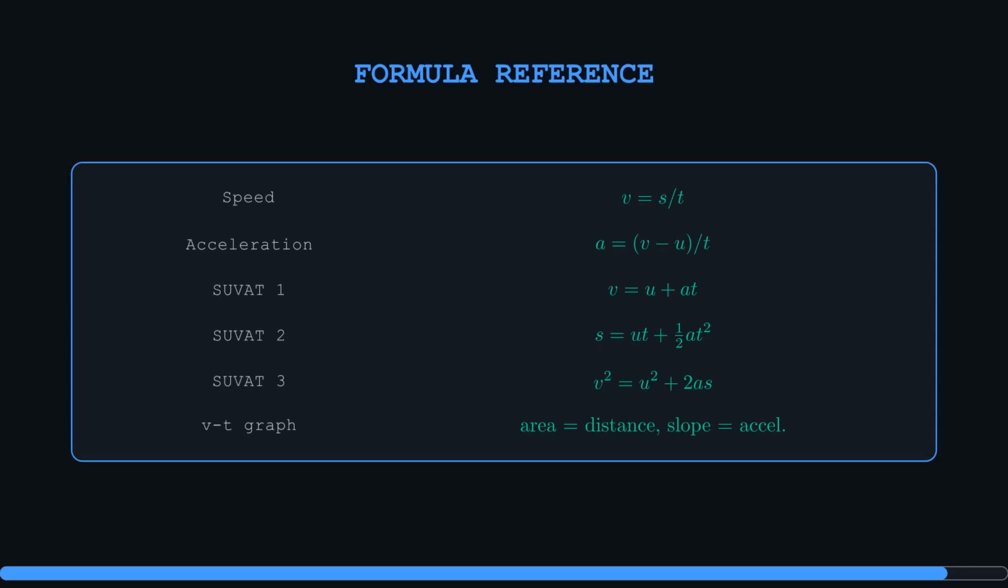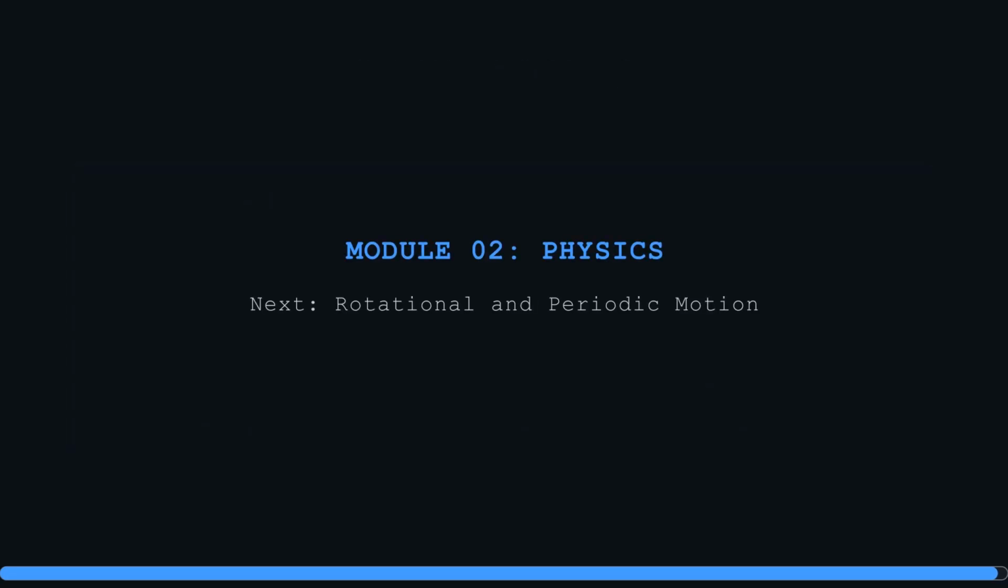Here is your quick reference. Speed is distance over time. Acceleration is the change in velocity over time. The three Suvat equations connect displacement, initial and final velocity, acceleration, and time. On a velocity time graph, the area gives distance, and the slope gives acceleration. That covers linear motion, speed, velocity, acceleration, the Suvat equations, and velocity time graphs.